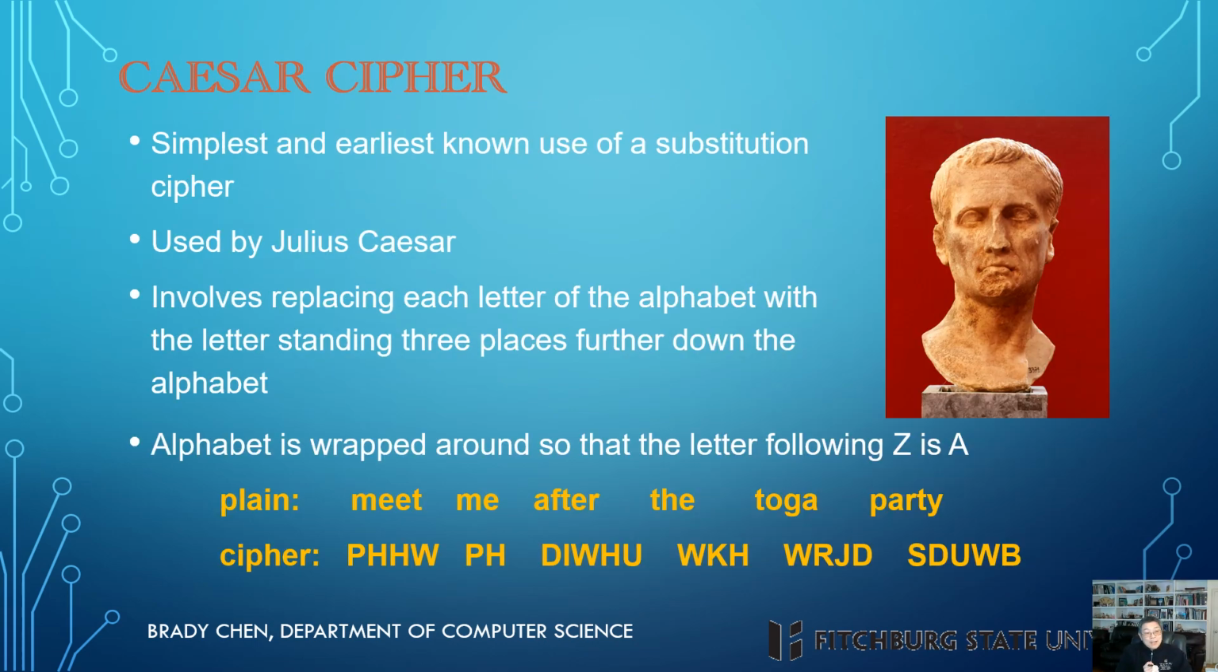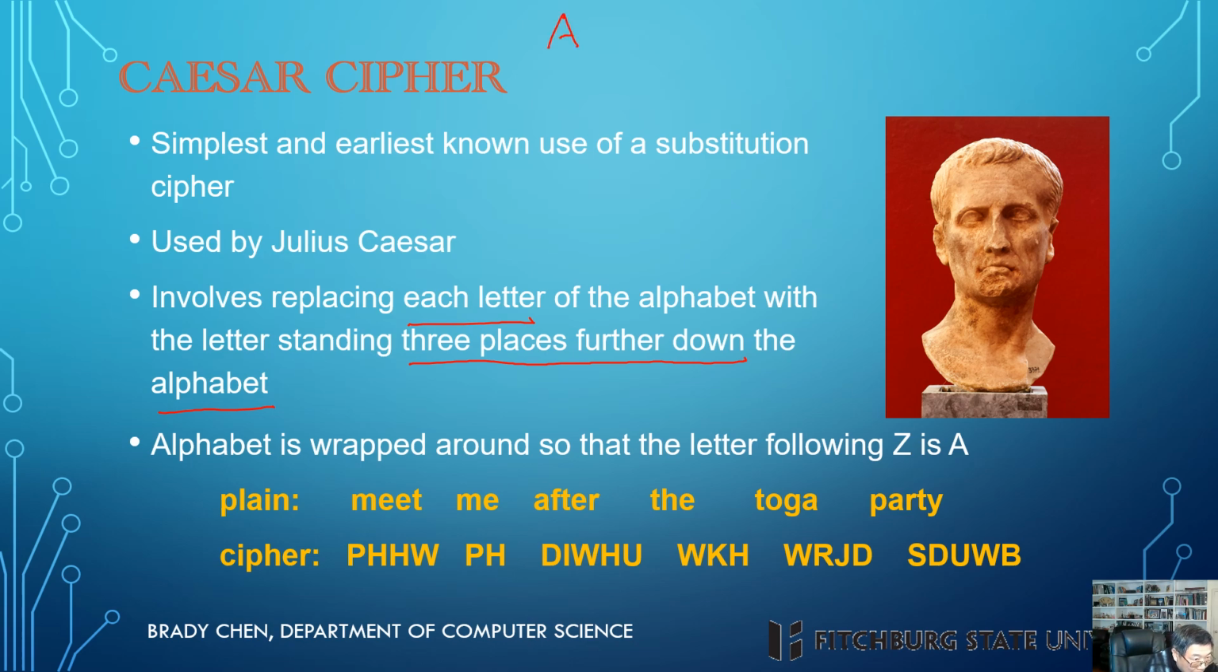Now let's talk about the Caesar cipher. Now Caesar cipher is the simplest and earliest known use of a substitution cipher. Now, according to historical records, Julius Caesar is credited with using a cipher method now known as the Caesar cipher. Okay, the Caesar cipher involves replacing each letter of the alphabet with the letter standing 3 places further down the alphabet. Okay, of course Caesar did not use English, but let's use the example of the English language.